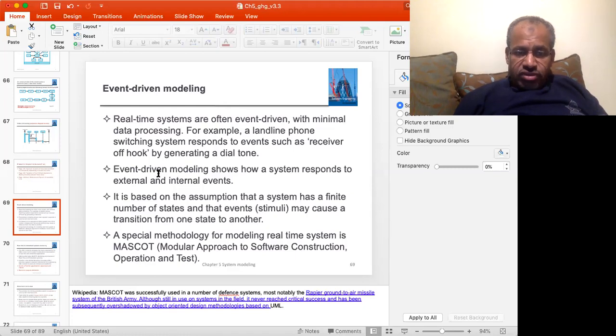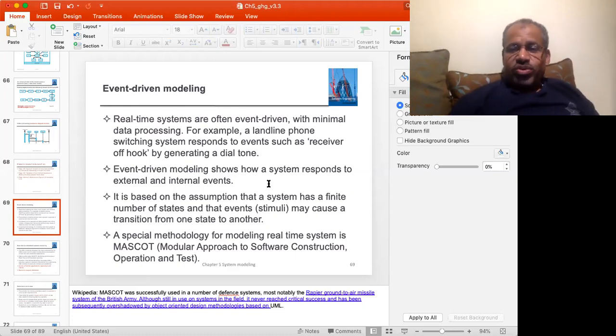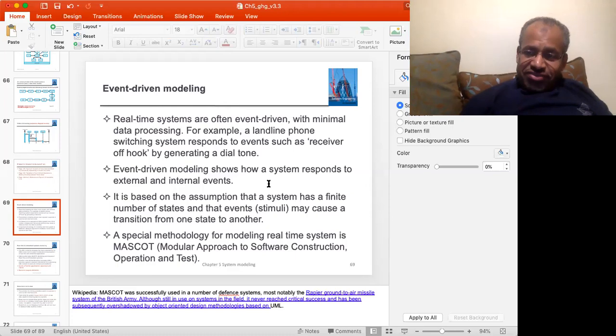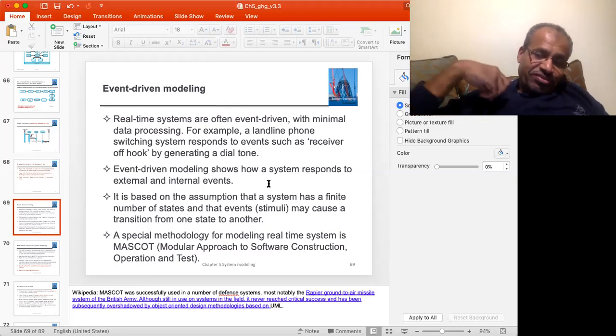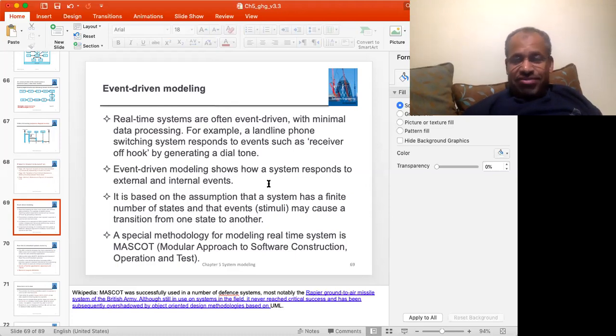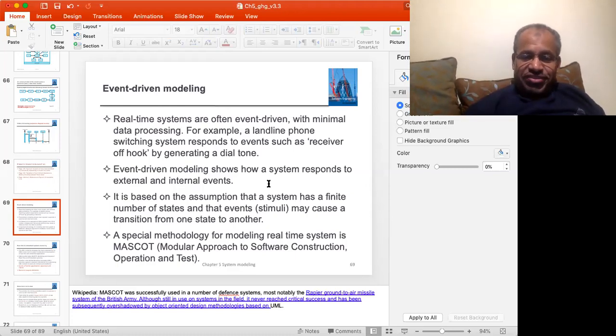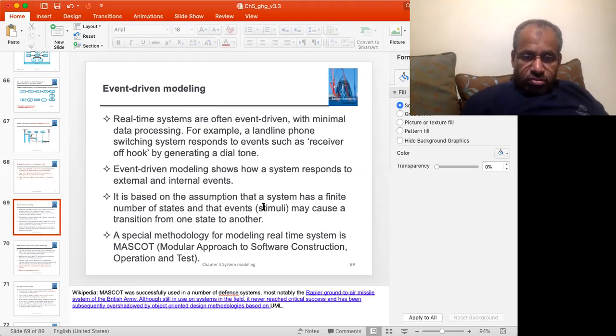Now, event-driven modeling shows how a system responds to external as well as internal events. That's why I call it event-driven. It receives an event, which could be from completely outside the software, or an event that has been generated by another component of the software. So it's an internal event, like, for example, a printer running out of paper, or reaching the end of the file. These are the types of events that the system needs to generate an appropriate response to.